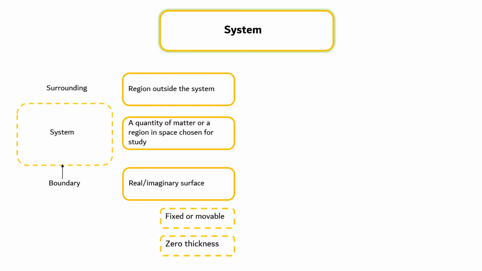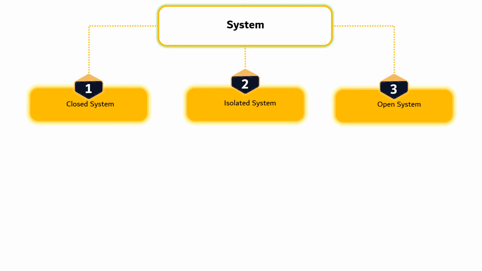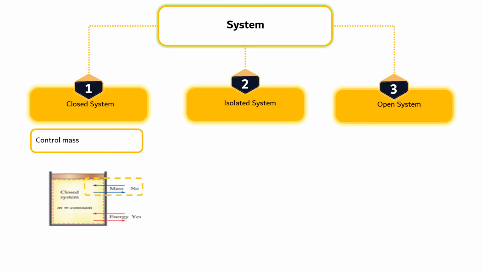There are three types of systems, particularly closed, isolated, or open system, depending on whether a fixed mass or a fixed volume in space is chosen for study. A closed system, also known as a control mass, consists of a fixed amount of mass and no mass can cross its boundary. That is, no mass can enter or leave a closed system as shown in the figure. But energy in the form of heat or work can cross the boundary, and the volume of a closed system does not have to be fixed.